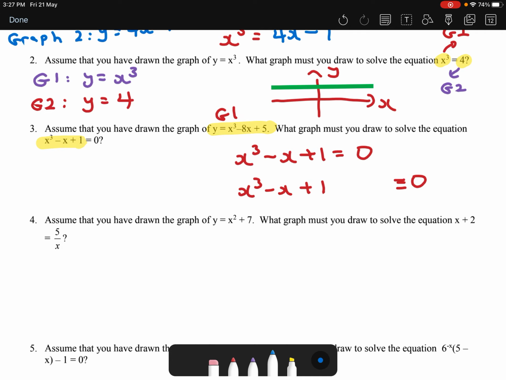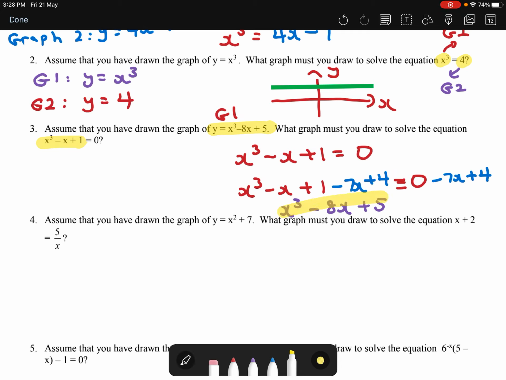For this, I want to make my left hand side in terms of x cubed minus 8x plus 5. So I must minus again 7x on the left hand side, then I must plus 4. Of course, the right hand side I must do likewise, minus 7x plus 4. So after manipulation, I should get this: x cubed minus 8x plus 5.